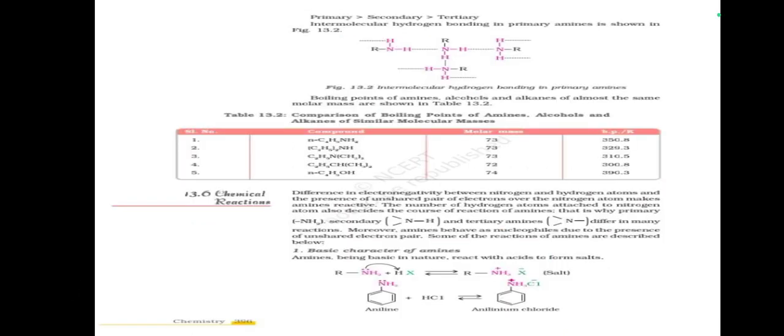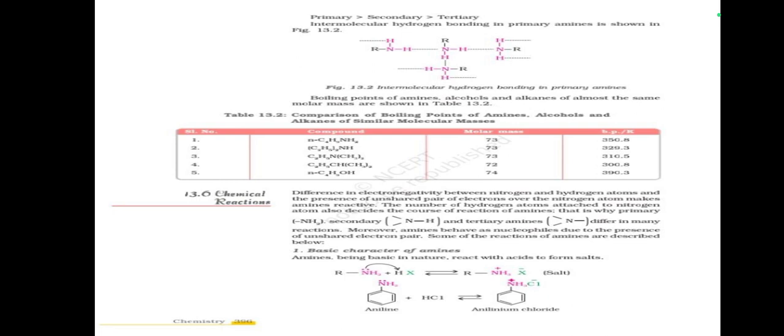Chemical reactions: the difference in electronegativity between nitrogen and hydrogen atoms and the presence of an unshared pair of electrons over the nitrogen atom make amines reactive. The number of hydrogen atoms attached to the nitrogen atom also decides the course of reaction of amines. That is why primary, secondary, and tertiary amines differ in many reactions. Moreover, amines behave as nucleophiles due to the presence of the unshared electron pair. Some of the reactions of amines are described below.